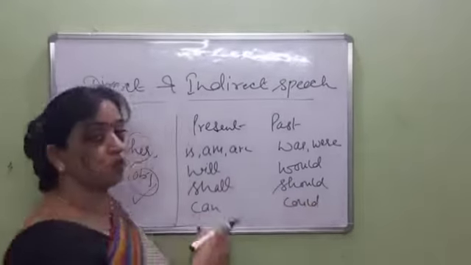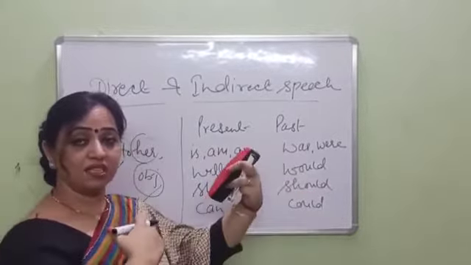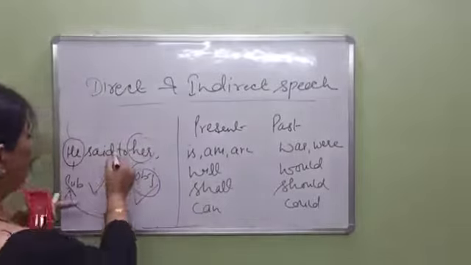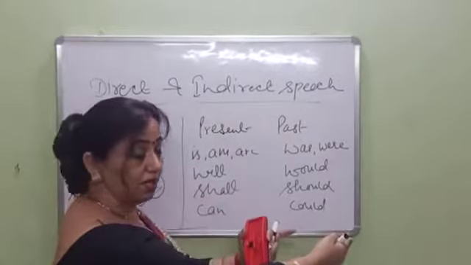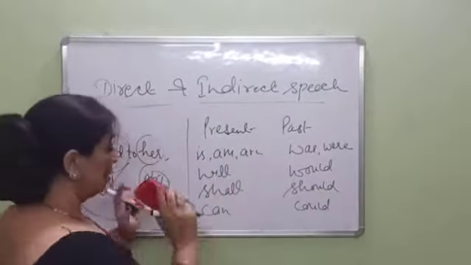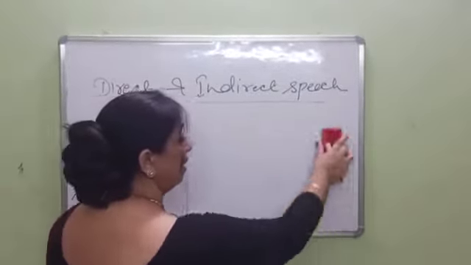So ultimately what is going on? If you notice, present is changing to past. I am repeating again: if the reported verb is in past tense, then only the changes will be there in the tense. Present will become past. Clear? Now, what is to be remembered: just like, has will become had.